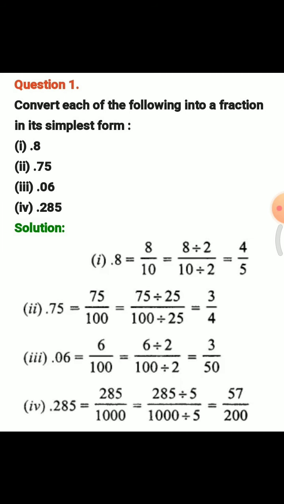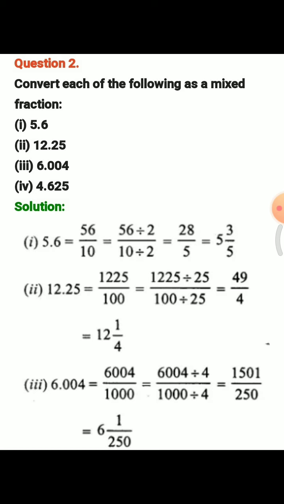Okay. The next question is: convert each of the following into a mixed fraction. 5.6. At first you convert it into fraction form. So 56 by 10. After that you divide it by 2. So 2 14s are 28 and 2 5s are 10, and you convert it into the mixed fraction 5 whole 3 by 5. Okay students, do all of you understand? Next question is 12.25. So 1225 by 100. After that you divide it by 25. So your answer will be 49 by 4. After that you divide for changing it to a mixed fraction. Your answer will be 12 whole 1 by 4.